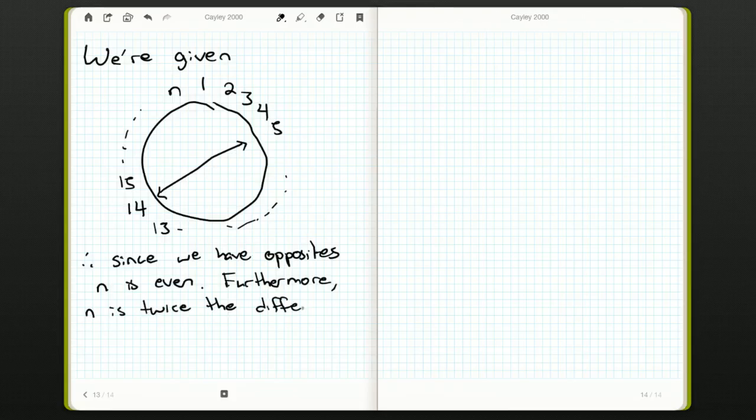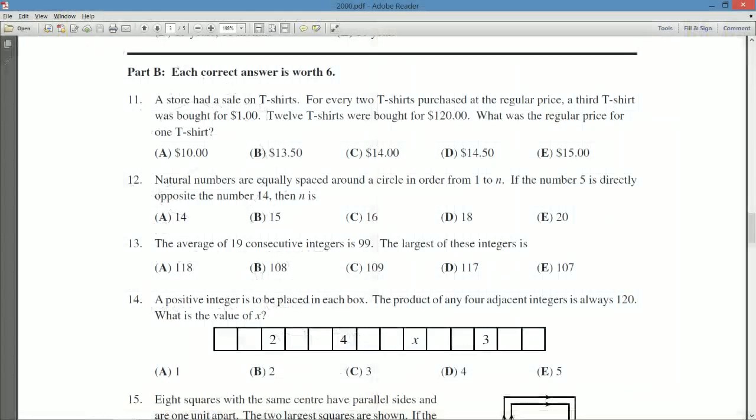The value of n, we know, is twice the difference of opposite numbers. Well, we have a pair of opposite numbers. The difference of 14 and 5 is 9. So n is 2 times 9, which is 18. And I think that was E, but let's just double check. No, it was D. My apologies.